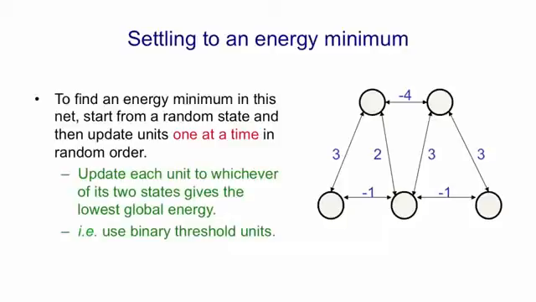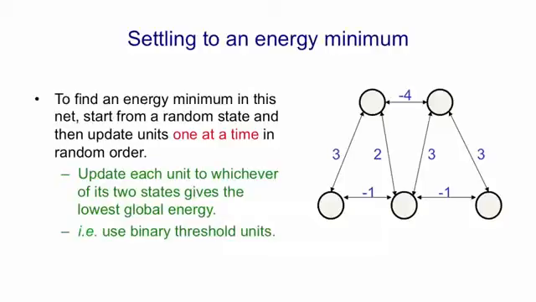One way to find an energy minimum in a Hopfield net is to start from a random state and then update the units one at a time in random order. So we're doing a sequential update. For each unit that you pick, you compute whichever of its two states gives the lowest global energy and you put it in that state, independent of what state it was previously in. That's equivalent to saying you just use the binary threshold decision rule.